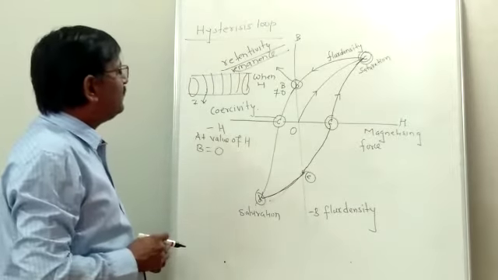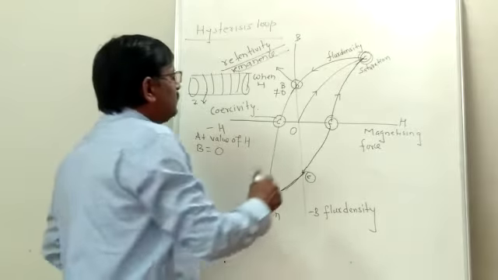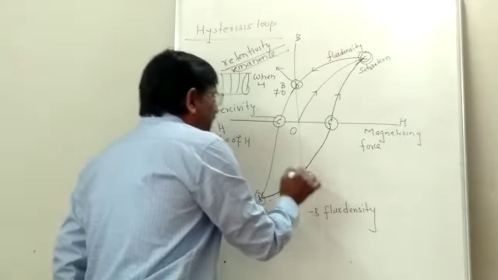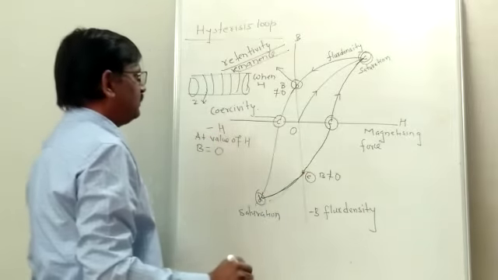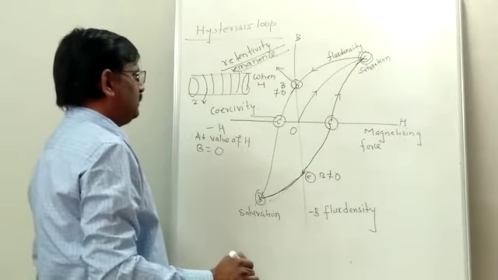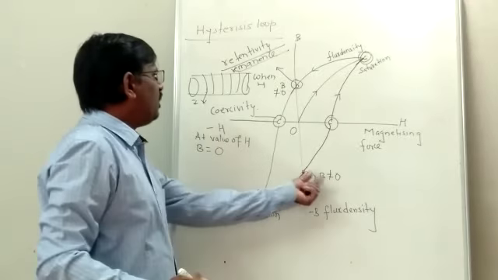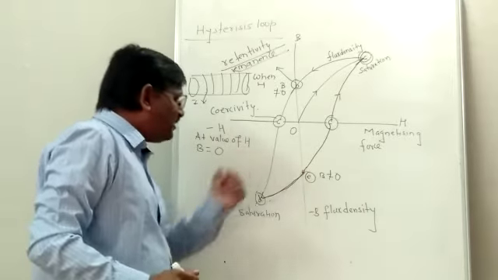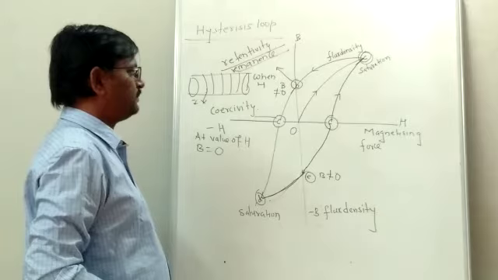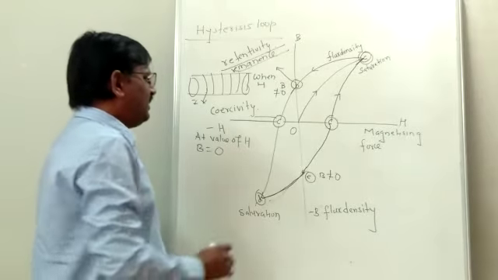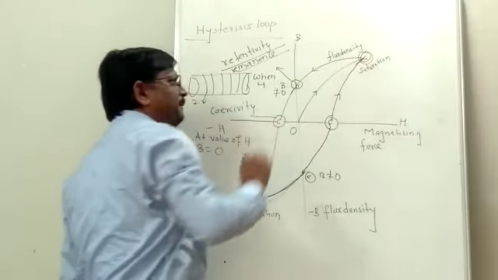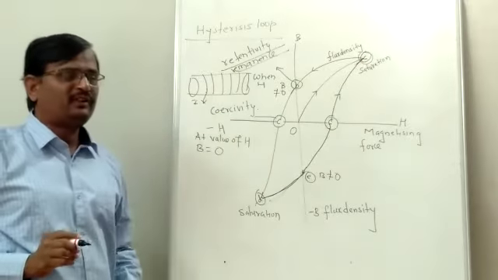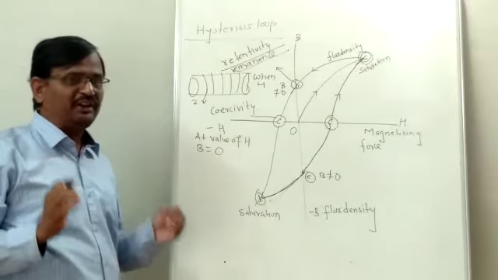But at this point E, when H is 0, the value of B is not equal to 0. This is called retentivity. Further, the current is increased. We are getting the graph EFA, and the hysteresis loop is completed.